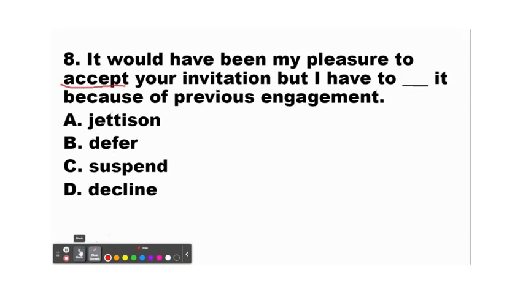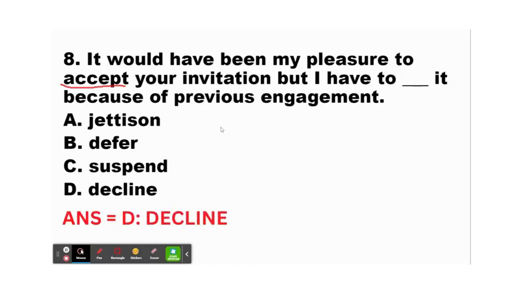Accept is the word underlined. So A, jettison, B, defer, C, suspend, D, decline. Now the correct option is D, decline. It would have been my pleasure to accept your invitation, but I have to decline it because of previous engagement. So decline is the correct option.